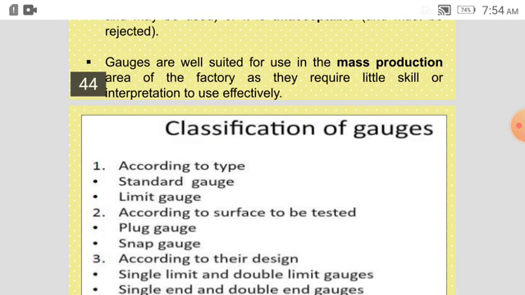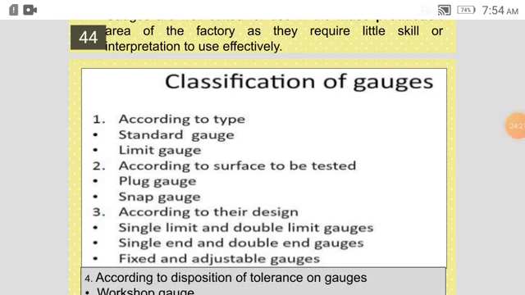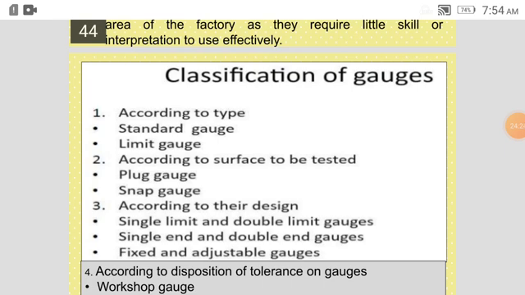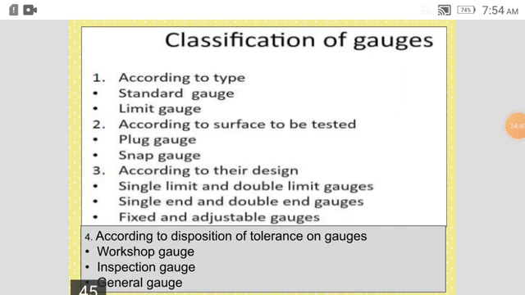Then there is the classification of gauges. According to type, they are standard gauge and limit gauge. Then according to the surface to be tested, they are plug gauge and snap gauge. Plug gauges are used to check the holes, snap gauges are used to check the shafts. That we'll see in detail, how the plug gauges and snap gauges work. And according to their design, there are single limit and double limit gauges, single end and double end gauges, fixed and adjustable gauges. This we'll see in detail.